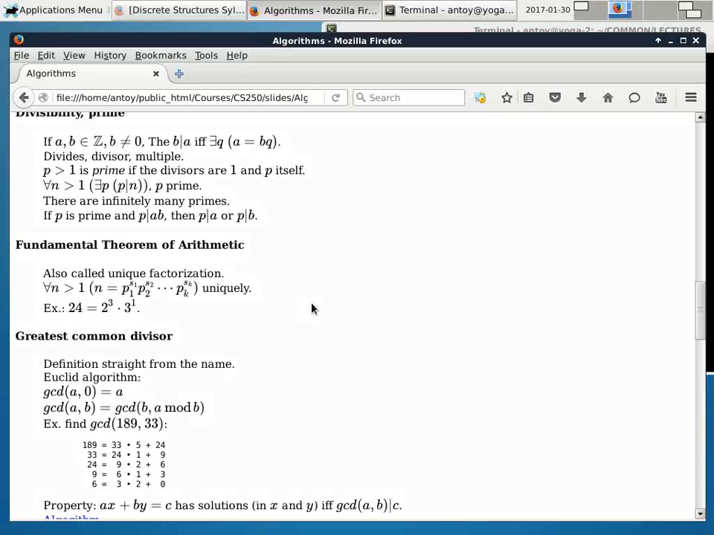Alright, the greatest common divisor. This is an interesting algorithm. This algorithm is 2,500 years old, and we are still using it, and it still works well. So what it's doing, you get two numbers, and you find the greatest common divisor of these two numbers. They can't be less than 0.